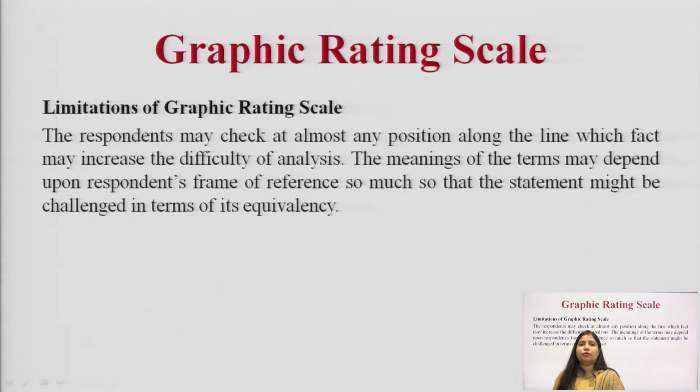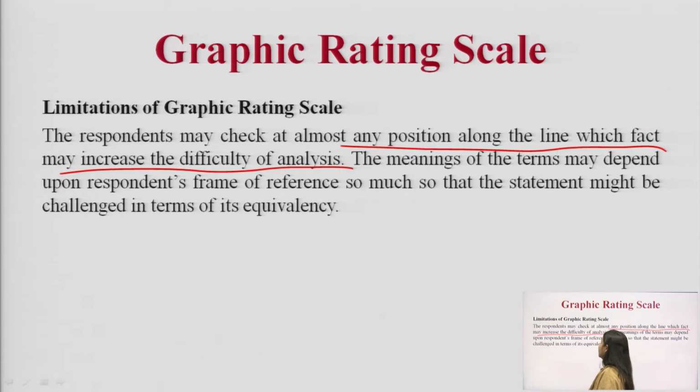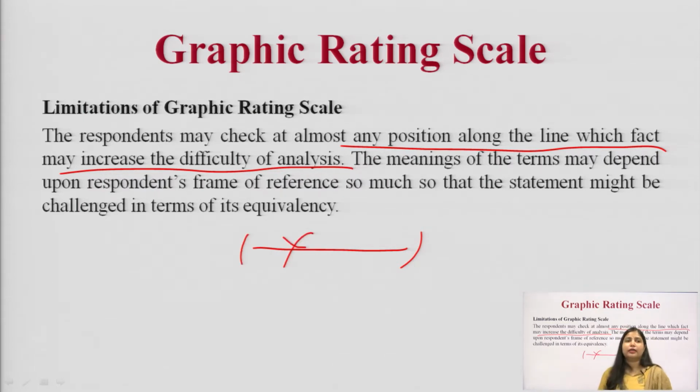What is the limitation of the graphical rating scale? The limitation is that the respondent may check at any position along the line, which may increase the difficulty in analysis. Suppose someone puts a cross anywhere along this length; that is very difficult to analyze, because in the graphical rating scale the respondent can put their response at any point of the continuum.